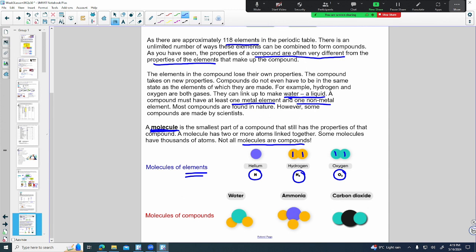They're still molecules. Molecules of compounds. This one is water, because this one is H2O. So here's the O and here's the H. That means it's 2 parts. You have ammonia and you have carbon dioxide. Carbon dioxide is CO2. So the oxygen is there and C is the big black one there.